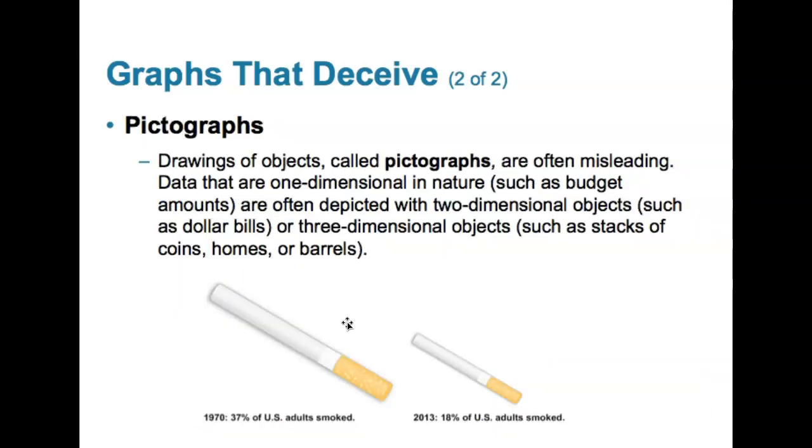Or the pictographs that represent data as pictures. For example, these two particular pictographs compare the number of US smokers in 1970 and 2013. Although the number of smokers decreased only by half, from 37% to 18%, the graph drawn as three-dimensional cigarettes creates an impression that the number of smokers decreased by more than half.